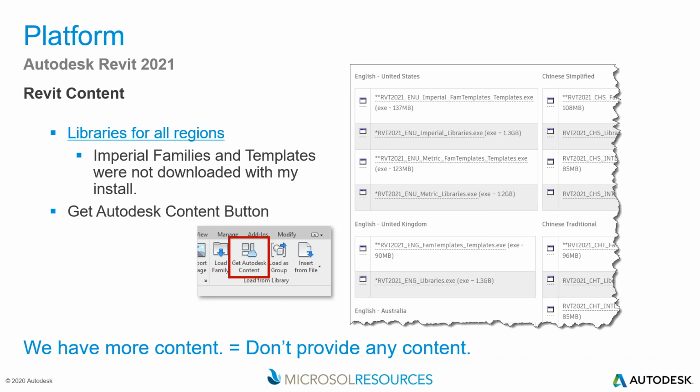I install 2021, I'm going to want to open and get the typical families that I'm used to, but I have to go out and install them first. So make sure to get content. It was so much of a problem that you actually have a button to get content. Normally I install my application and I pick Imperial and Metric and I get all the content. Now you have to go out and get different or additional content. They're not going to package the Revit 2020 installation with Chinese simplified or stuff from the UK. So you've got to go get it yourself. So we have a lot of content, but don't provide any content.